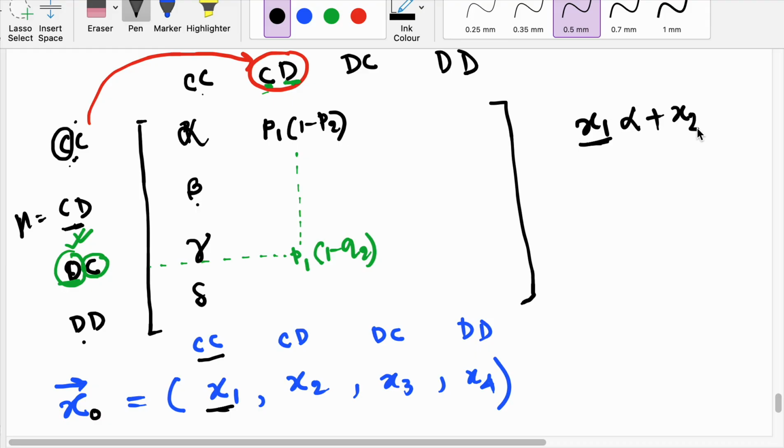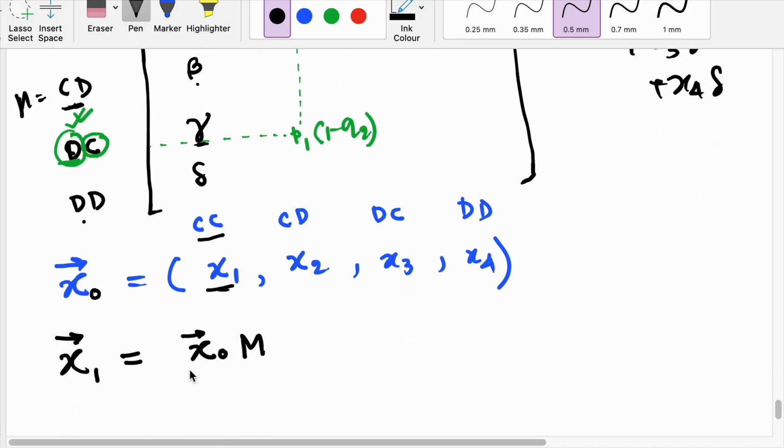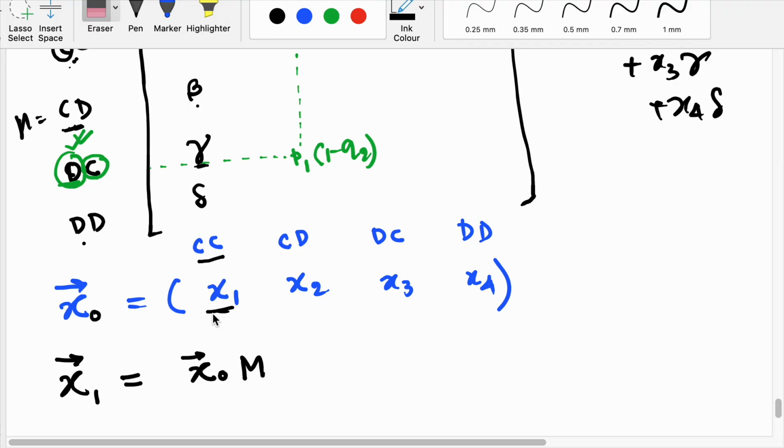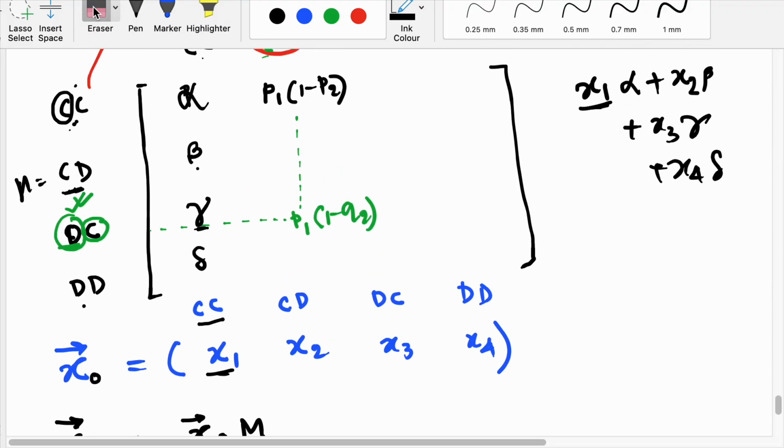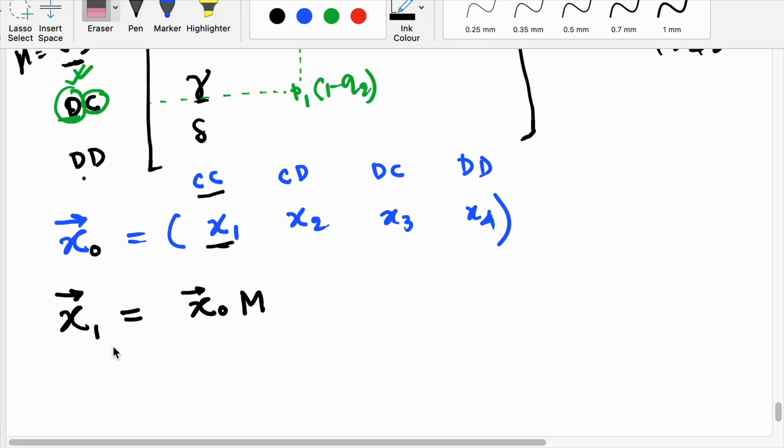In the previous round I was in this state with probability x2, and from this state the probability of transition to CC is beta. With probability x3 I was in DC, and the probability I will be in CC is multiplied by gamma, and x4 by delta. If you multiply this row vector with this matrix, you will get exactly the first column, the same as this. That's how you can write the evolution equation of the probability of being in the state this way.